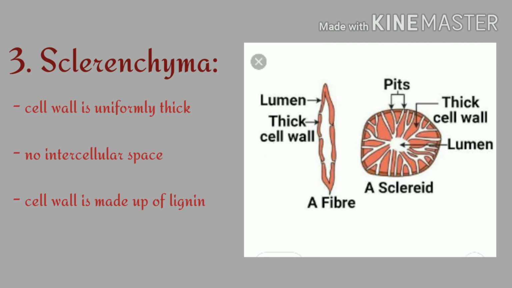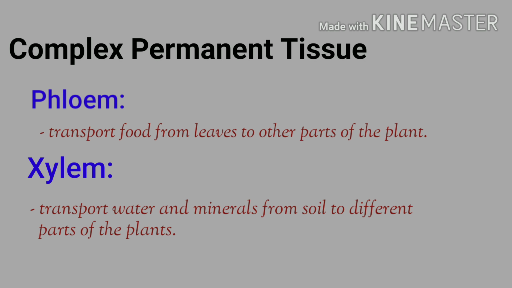Thirdly, we have sclerenchyma. Sclerenchyma have uniformly thick cell walls. There is no intercellular space between the walls in sclerenchyma. The cell wall of sclerenchyma is made up of lignin. Complex permanent tissue. Complex permanent tissue are phloem and xylem. Phloem helps in the transport of food from leaves to other parts of the plant, whereas xylem helps in the transport of water and minerals from the soil to different parts of the plant.